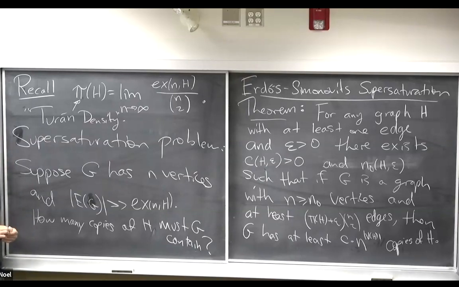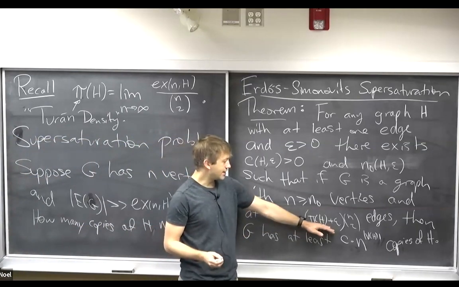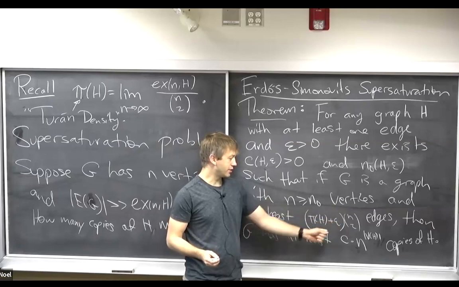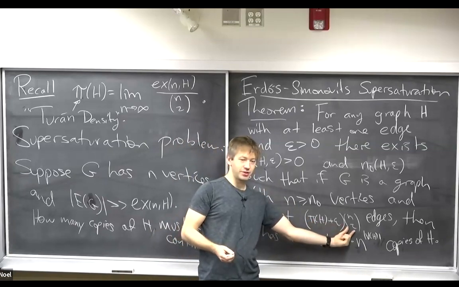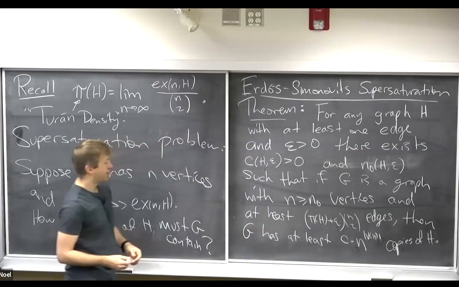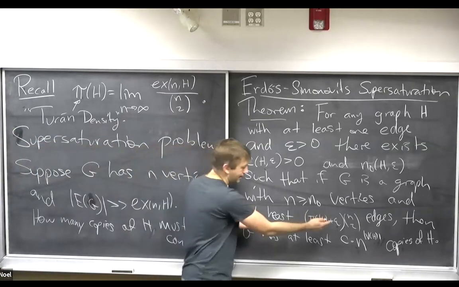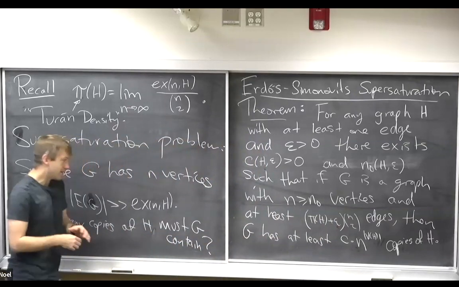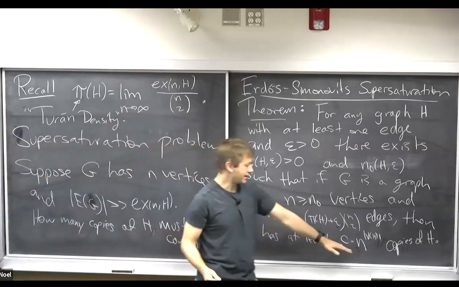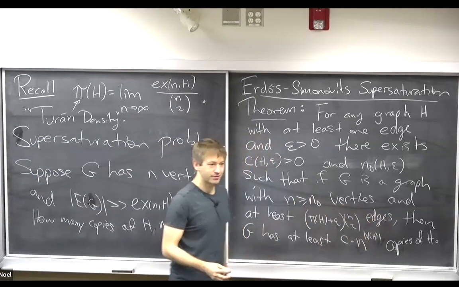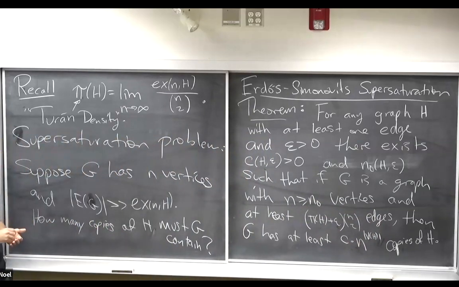Okay. Any questions about this statement? It's a bit of a long statement with a lot of quantifiers. But basically what this is saying is that if the number of edges is even a little bit larger, in terms of the constant factor, than the extremal number, which is going to be about π(H) times n choose 2, by even just some little constant, then all of a sudden you don't just get one copy of H or a small number of copies, but you get a positive percentage of all the possible copies of H in your graph.